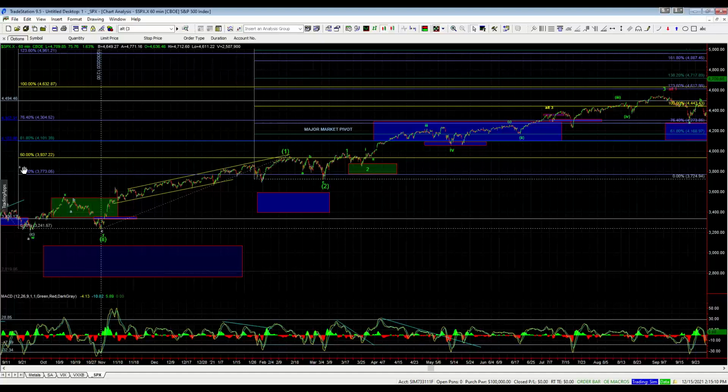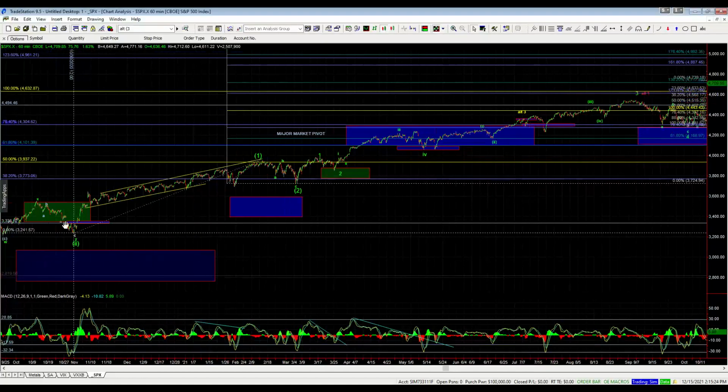Okay. And so again, we put our market pivot in there, which comes in at the 61.8 to 76.4 extension of this wave 1 and this wave 2. And that came in at the 4101 to 4304 level. And once again, we did the same thing after we got this next wave 1 here. So we had our fibs here and our fibs here. So wave 1 and then 2.